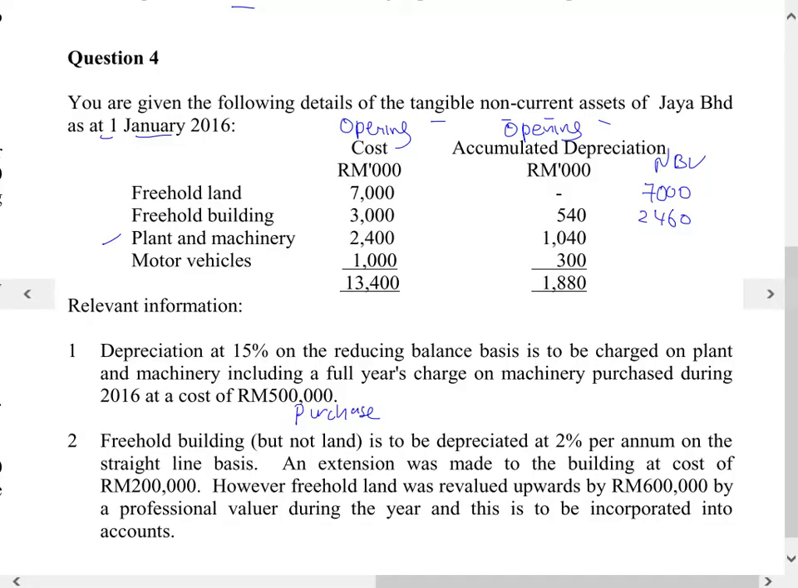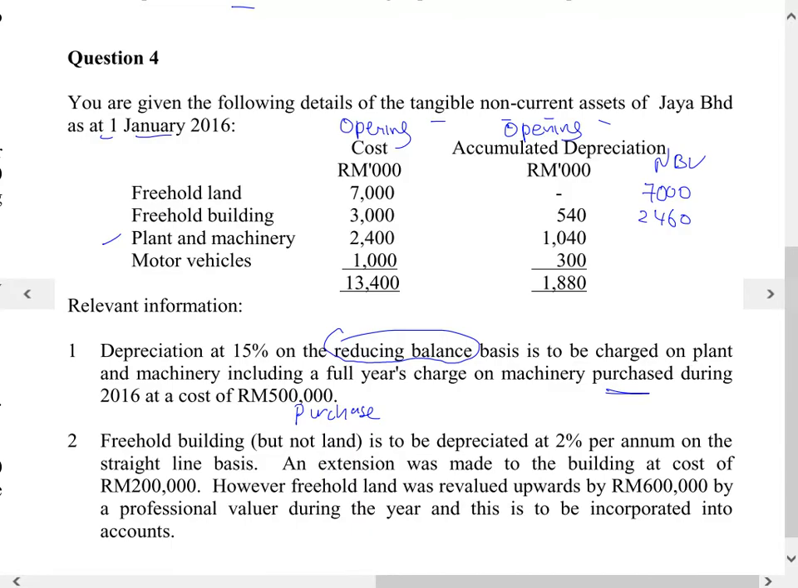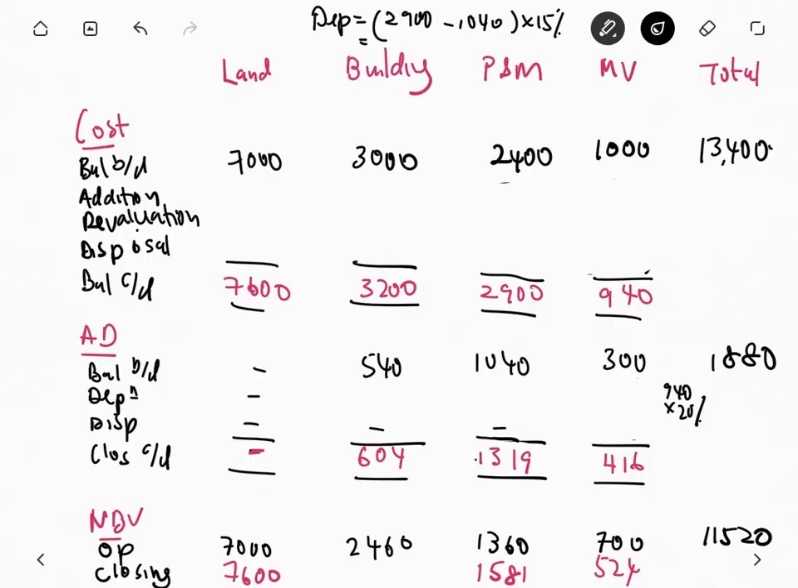Depreciation at 15% on reducing balance is charged to plant and machinery, including a full year charge of machinery purchased during the year. When I buy, do I debit or credit? I debit my cost. And then I will depreciate 15% on reducing balance. So how? Plant and machinery, I buy how much? This one?